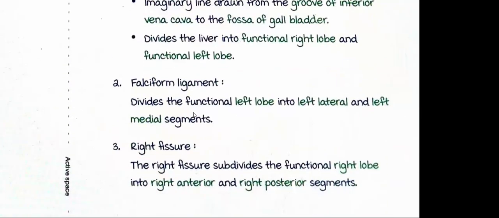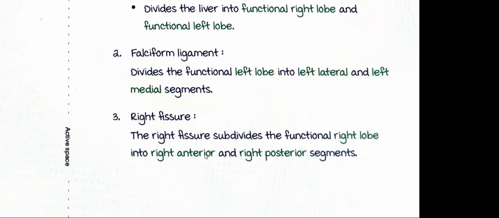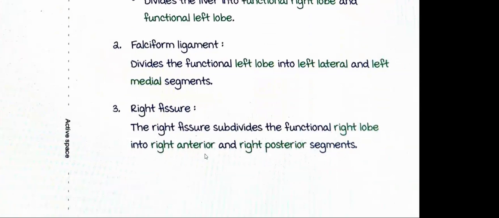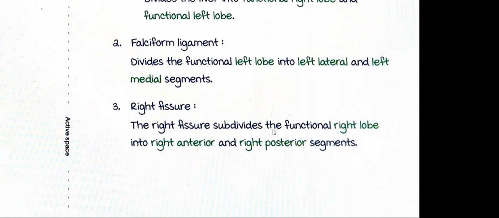Falciform ligament divides the functional left lobe into left lateral and left medial segments. Right fissure subdivides the functional right lobe into right anterior and right posterior segments.